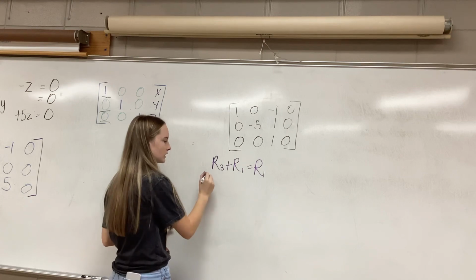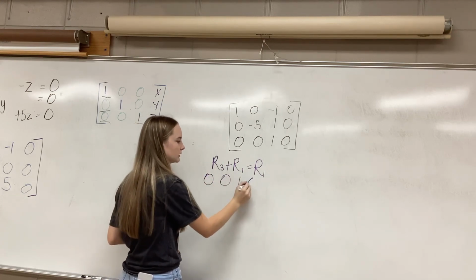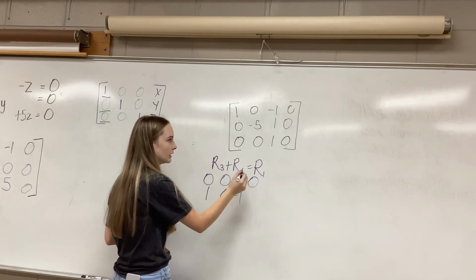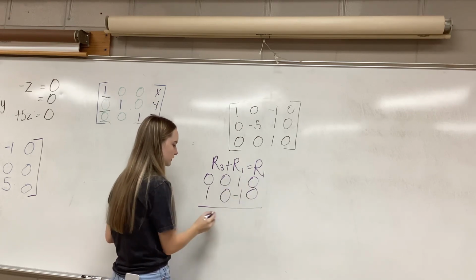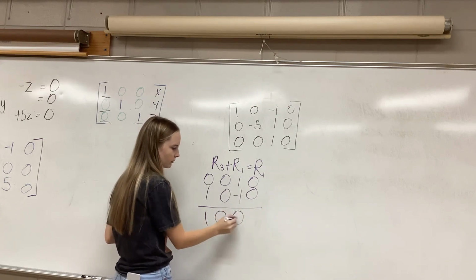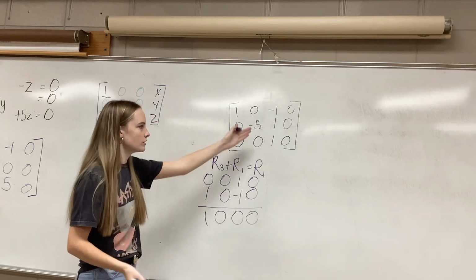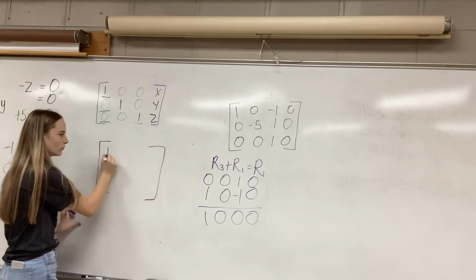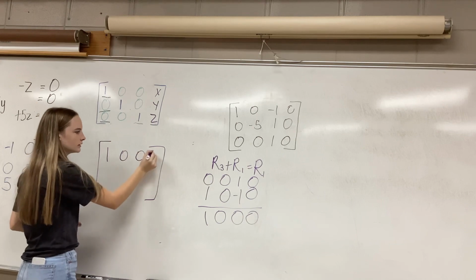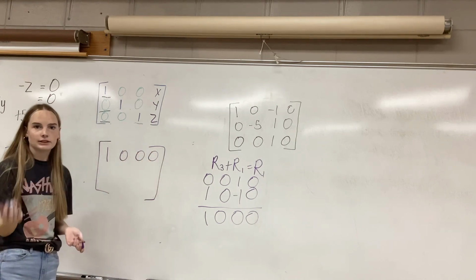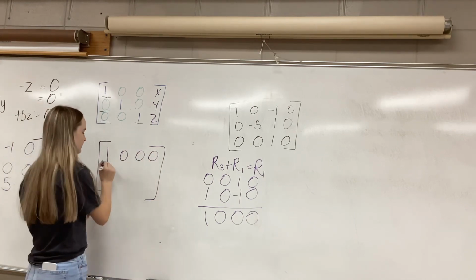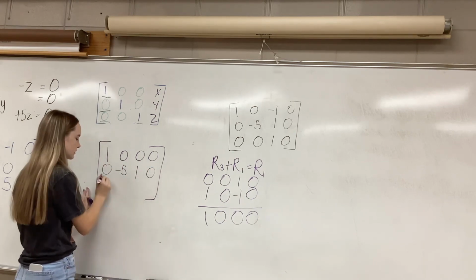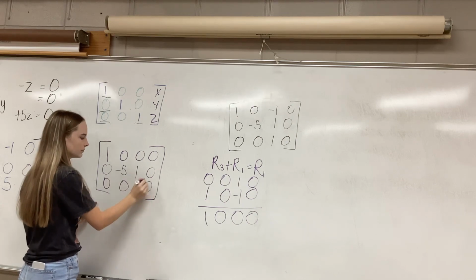So what that's going to be is 0, 0, 1, 0, adding it to 1, 0, negative 1, 0. That's going to give us 1, 0, 0, 0. So our new top row is going to be that 1, 0, 0, 0. Since we didn't touch our second and third rows, they're going to stay the same. So we're going to have 0, negative 5, 1, 0, and 0, 0, 1, 0.